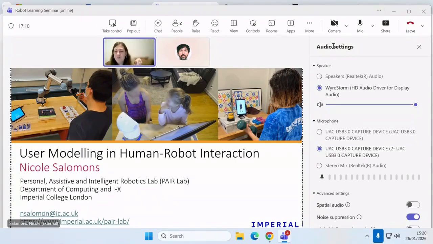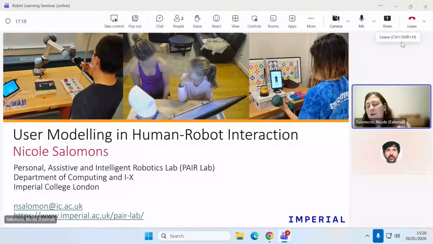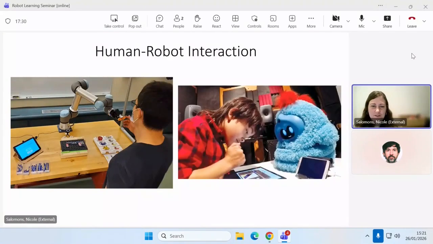So I'll be going through a couple of projects on the higher level that I've done over the past few years, and then I'll focus the middle part of my talk on one specific project that is really focused on user modeling. And I'll explain also how that relates to human-robot interaction. So what even is human-robot interaction?